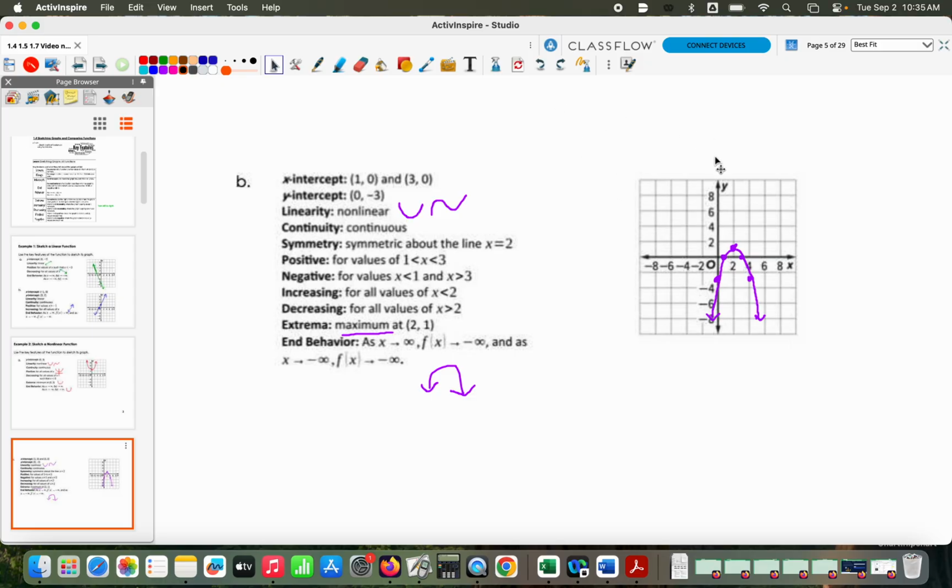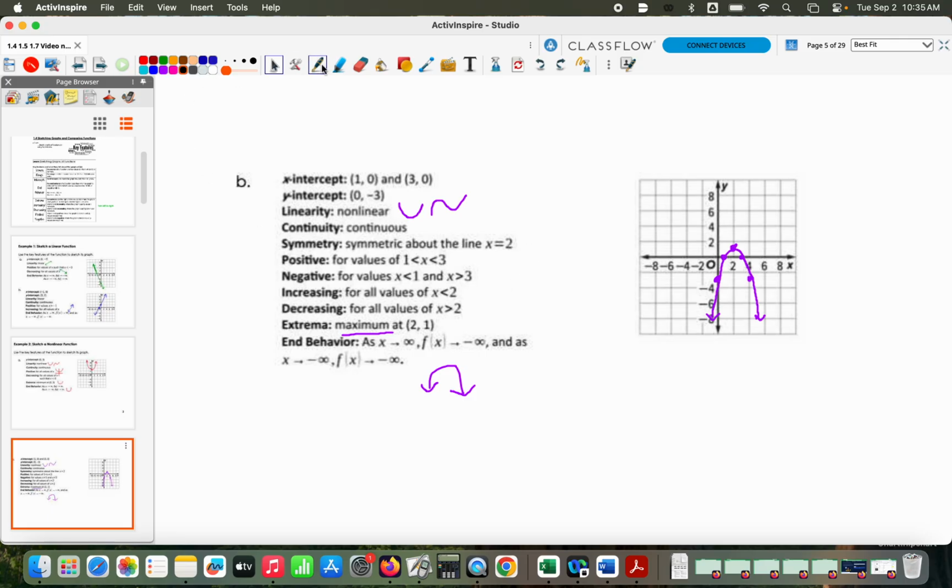And again, feel free to pause and try to sketch it yourself, or I'll just go with the x-intercepts at 1 and 3. There's a y-intercept at (0, -3), so I get some free points. It's nonlinear, so maybe some sort of parabola or other curve. It's continuous, so not broken up. Now, symmetry we didn't really touch on a lot, but symmetric with the line x equals 2.